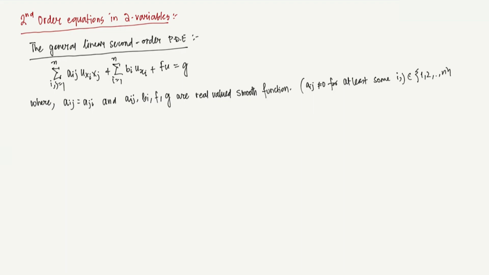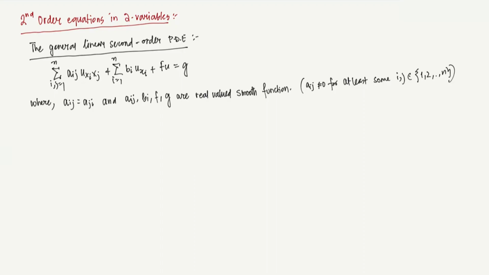Essentially what I mean is this: if all a_ij's are 0, then this term is not there, and once this term is not there, it can't be a second order equation. And why do we call it a second order equation? Because this is the highest order derivative which we have, u_{x_i x_j}, which is of second order. That is why we call it a second order equation.